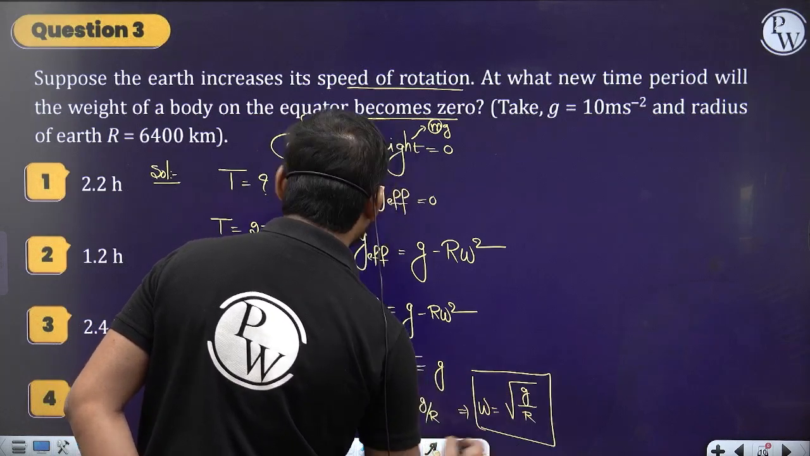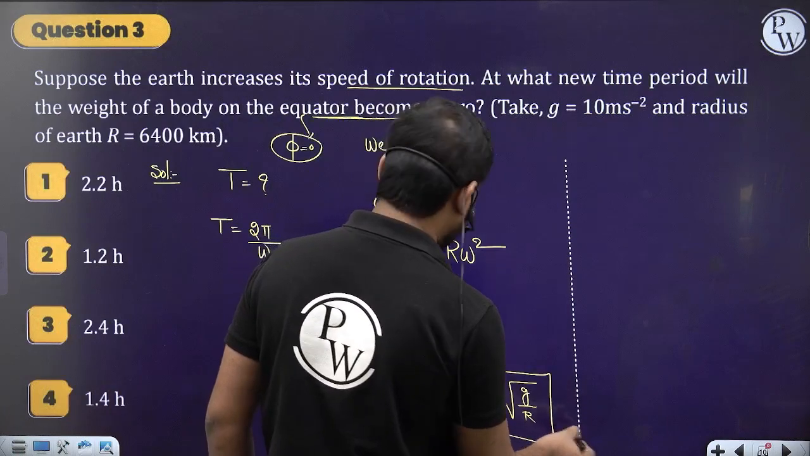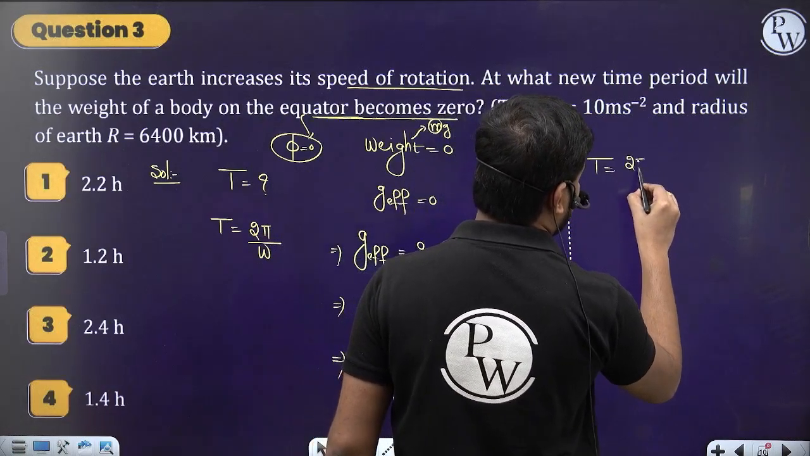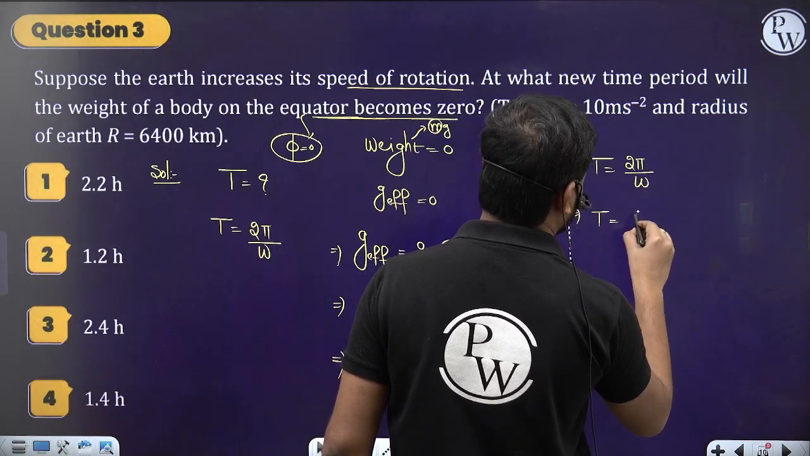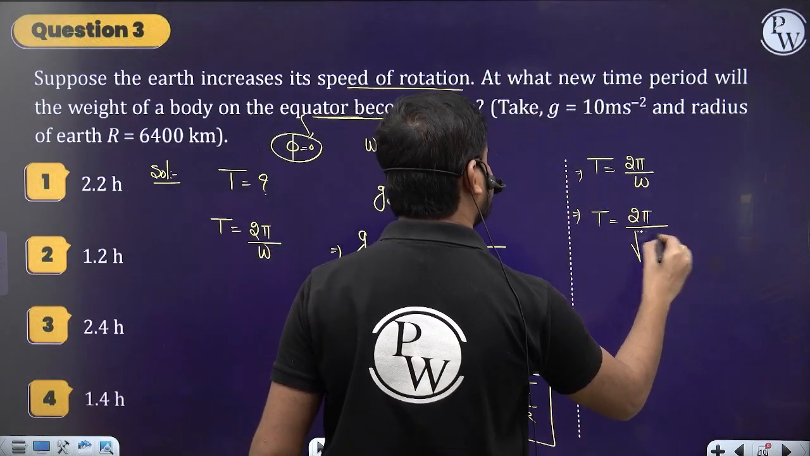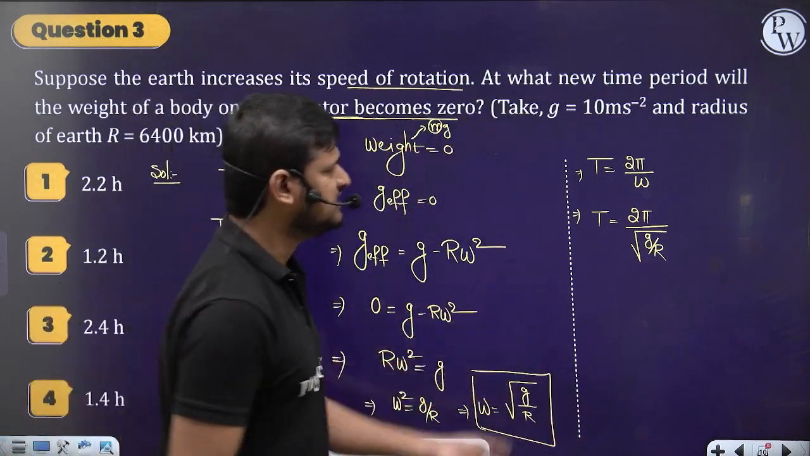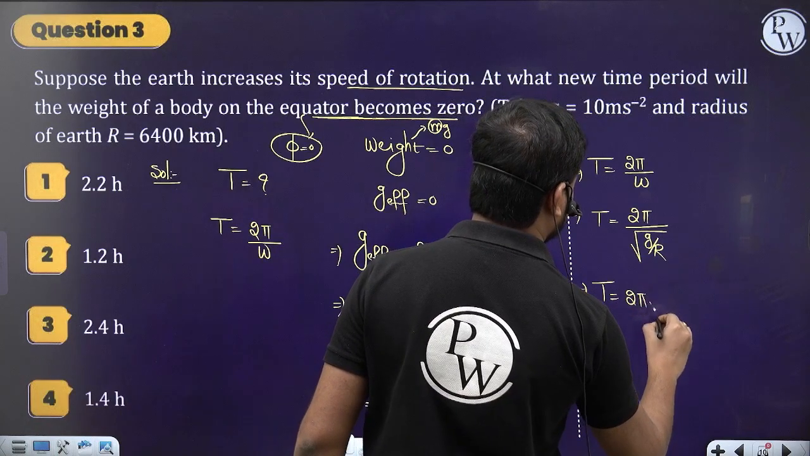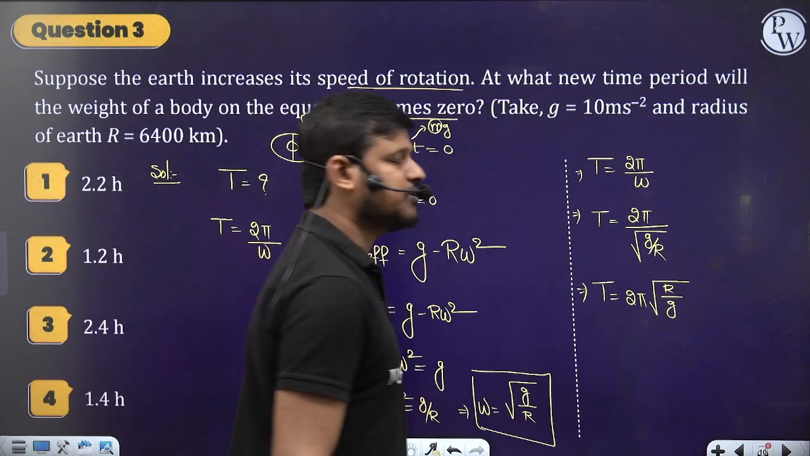But we need the time period. So how do we find the time period now? T is the time period. T is equal to 2 pi by omega. So what is omega? Root over G by R. So we can write this as, time period T is equal to 2 pi into root over R by G.